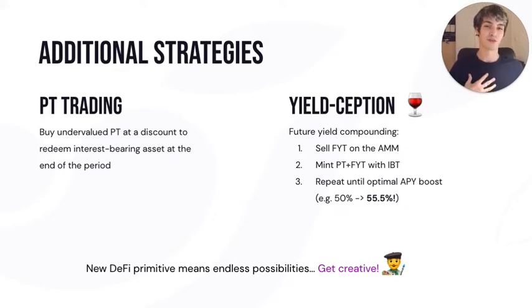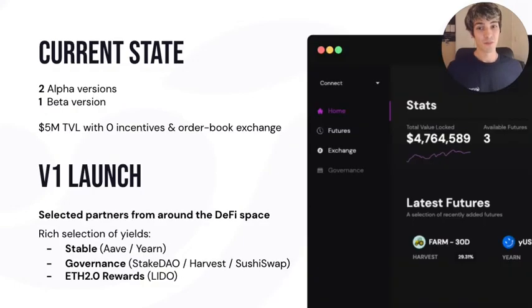Now, for my personal favorite, the yieldception that we've come up with. Just get your upfront yield, reinvest it to mint PT and FYT, then repeat until you reach the optimal APY boost. Since the beginning of the project, we've had 2 alpha versions on testnet and 1 beta on mainnet. It reached 5 million TVL with no incentives and a simple order book. For V1 launch, we expect to reach a more than 10-fold increase in liquidity.